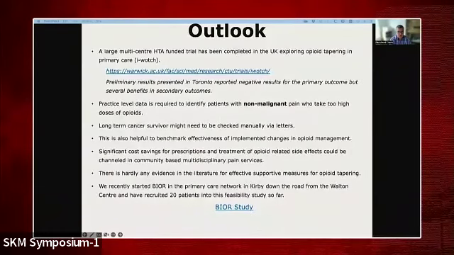So there is a trial going on at the moment, which we applied for as well in 2015, but the grant went to Warwick University. They reported results in Toronto. It was unfortunately negative for the primary outcome, but they have a lot of benefits in secondary outcomes, and looking at this study in detail will certainly be helpful to commission primary care-based opioid management services in the future.